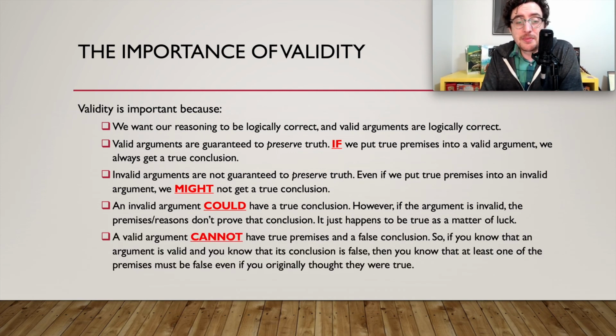Now, a valid argument also cannot have true premises and a false conclusion. And so if you know that an argument is valid and you know that its conclusion is false, then you thereby know that at least one of its premises has to be false as well, even if you originally thought they were true. And so noticing the validity of an argument and noticing that its conclusion is false might help you identify mistakes you've made, since you know that not all of its premises can be true.